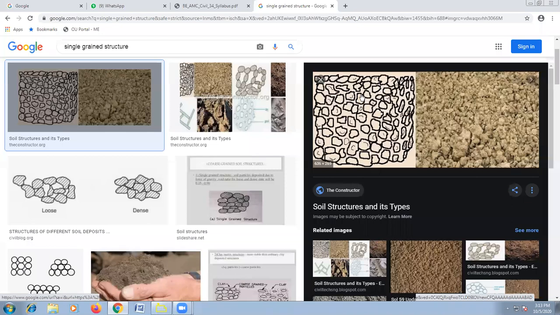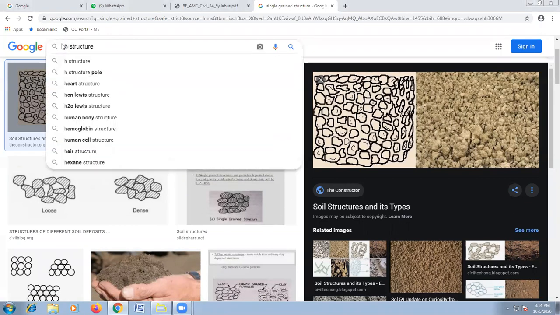structure. Here the gravitational forces would be dominating over the surface forces, and grain to grain contact also occurs. So this is a simple type of single grain structure. Now the next structure is known as the honeycomb structure. Let us see the honeycomb structure.